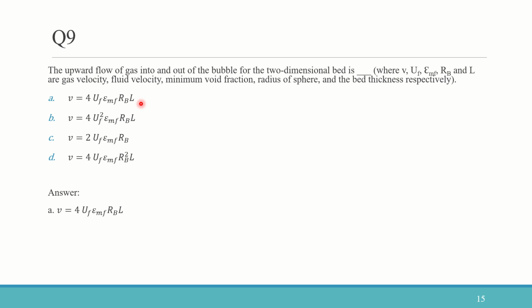I think it is volumetric flow rate, and UF is the fluid velocity, and I mean no, it is gas velocity only, not volumetric flow rate. So dimensional consistency cannot be used here. UF into epsilon MF into RB into L: RB is the radius of the bubble and L is the bed thickness. So that's it for question 9. Now we'll go to question 10.